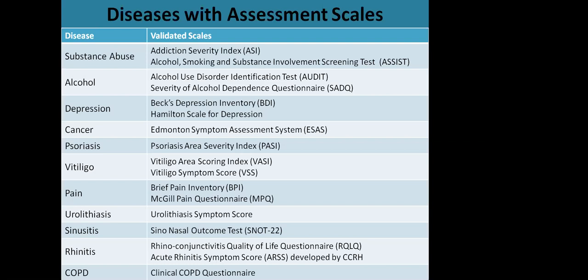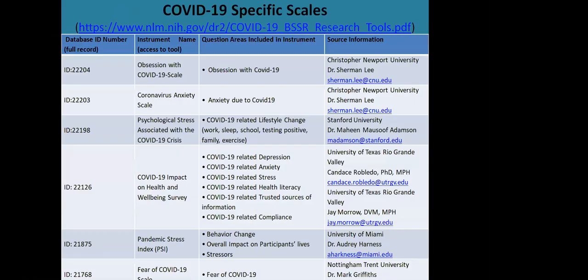After these disease specific scales, since we are living in troubled times, the pandemic is raging all over the world. So some COVID-19 specific scales have been developed. Now these are the data collection instruments, including surveys for assessing COVID-19 related behavior and social science domains. The National Institute of Health Office of Behavioral and Social Science Research, the OBSSR, has compiled this list with assistance from the NIH Disaster Research Program.